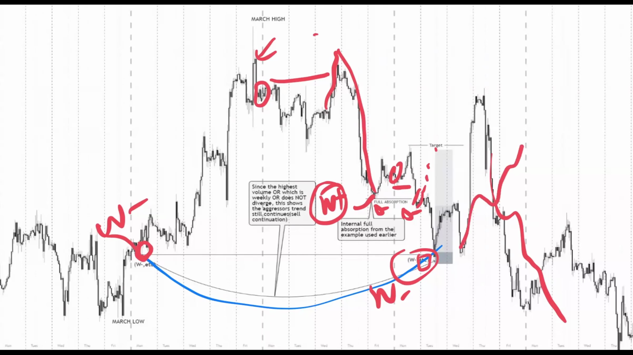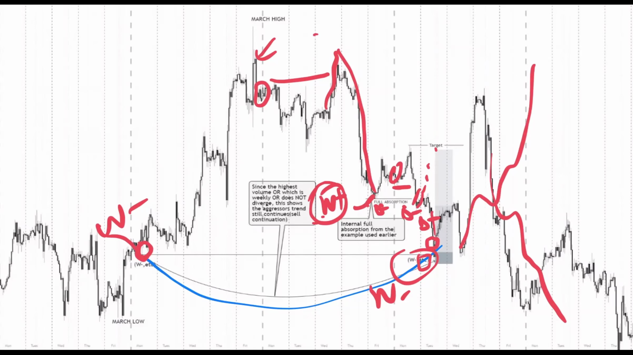But what happened here is internal absorption. Because full absorption happened here, we have W plus and we have W minus. So we just waited for the second day, which now gave D plus. That is what we waited for. So D was the major thing that was missing here. We waited for the second day, which gave us the D plus, and then we took the buy.